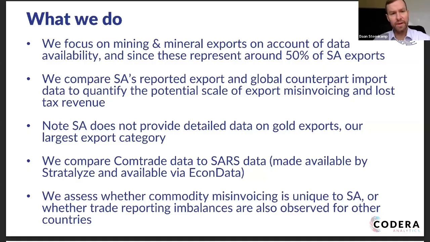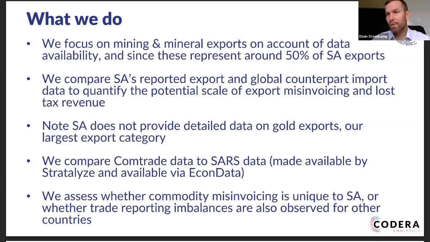But one of the big issues in South Africa is that some data categories are not available. So, for example, it's difficult to get detailed information on gold exports, which is South Africa's largest export category. And so it's not possible to assess the potential extent of illegal gold mining and gold exports, which may be particularly prone to under-invoicing. So it makes it really difficult for this to be assessed, and for us, therefore, to assess the potential tax revenue losses associated with that kind of activity.